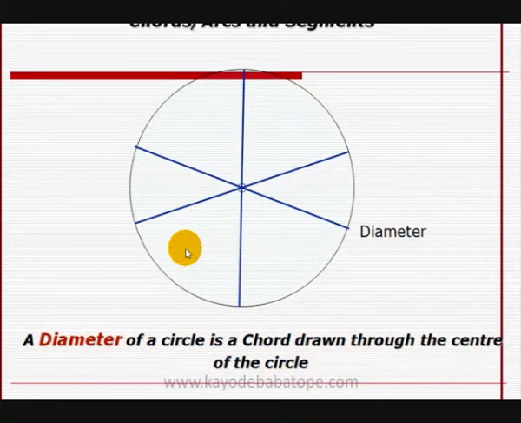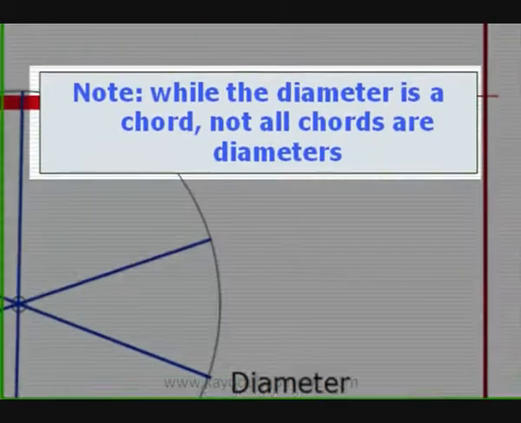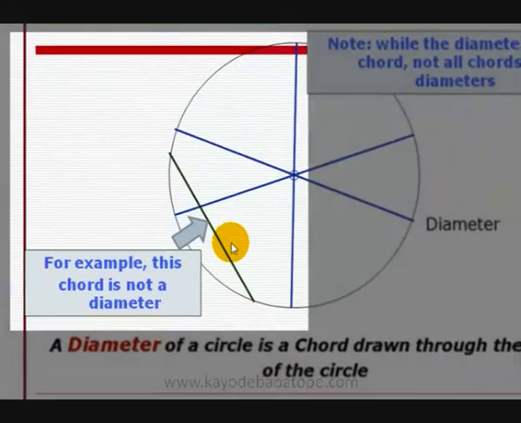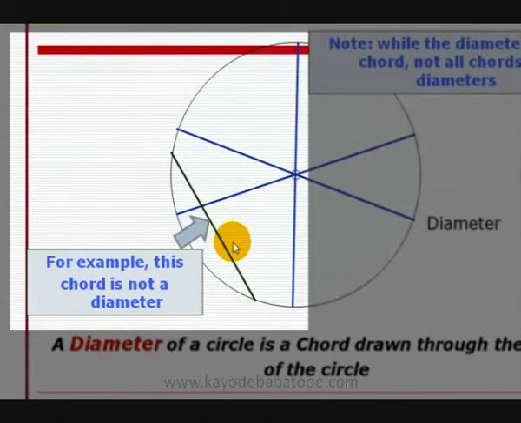This is another diameter joining 2 points on the circumference of the circle and drawn through the center. However, while the diameter is a chord, not all chords are diameters. For example, this chord is not a diameter.